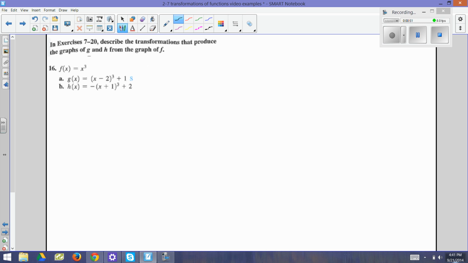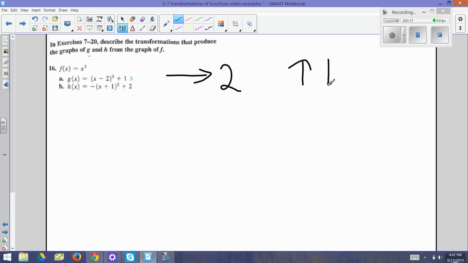X cubed. Let's describe that transformation. We start with x cubed. The minus 2 with the x would move it right 2. The plus 1, it's not with the x because I could easily subtract 1 from each side and move it over to the g of x. So this would be up 1. You can think of it with the y or the g of x.